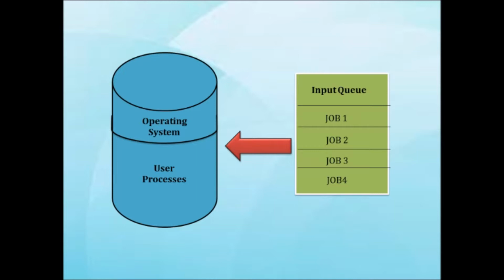We can place the operating system in either low memory or high memory. The major factor affecting this decision is the location of the interrupt vector. Since the interrupt vector is often in low memory, programmers usually place the operating system in low memory as well.